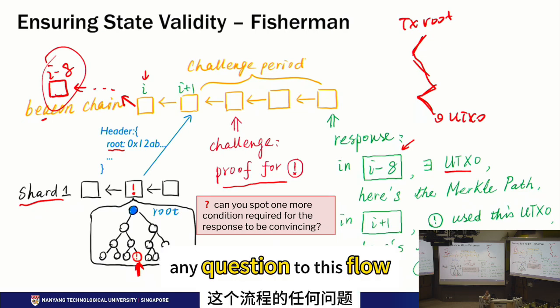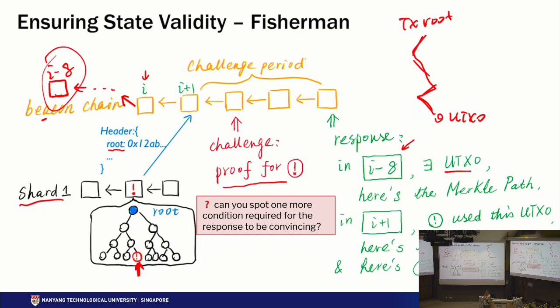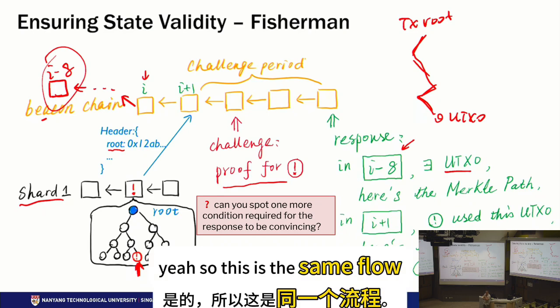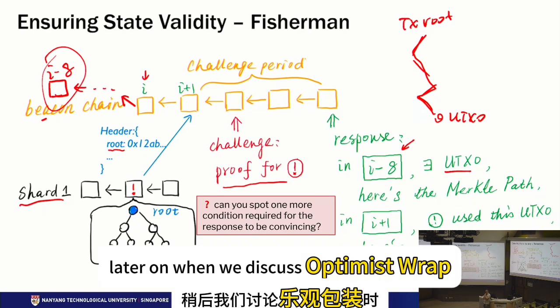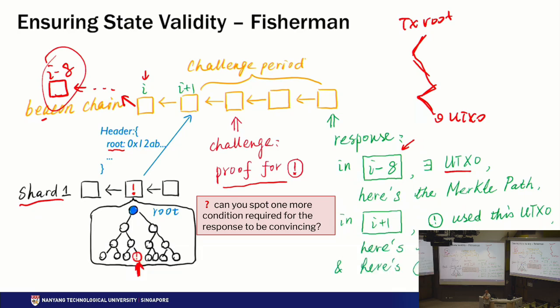Any question on this flow? Yeah, so this is the same flow later on when we discuss optimistic rollup for the fraud proof.